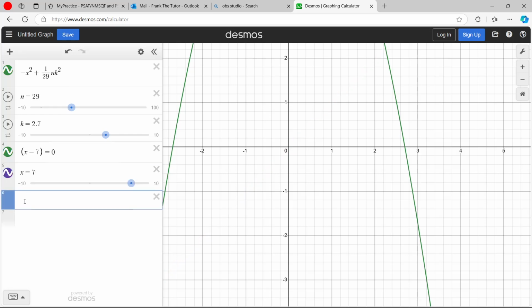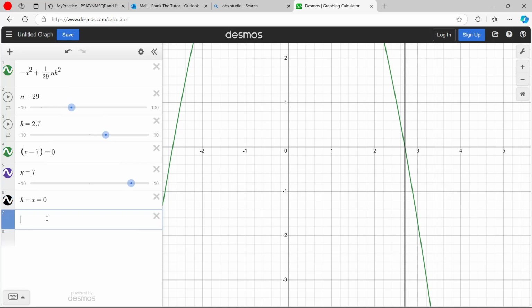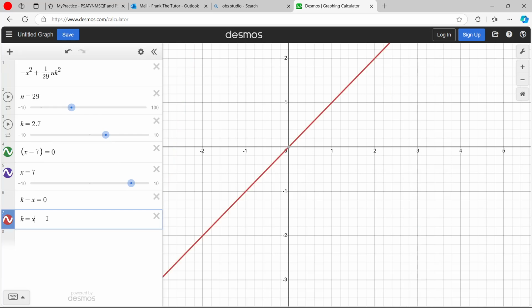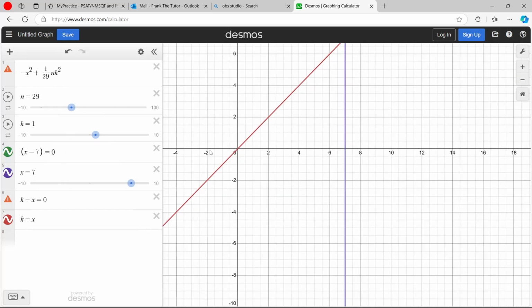It says k minus x is a factor. Set that equal to 0. Solve for x. K equals x. And again, k was equal to, in this case, 1. It just had to be greater than 0, so I left it at 1. So in order for x to equal 1, I needed n equals 29.